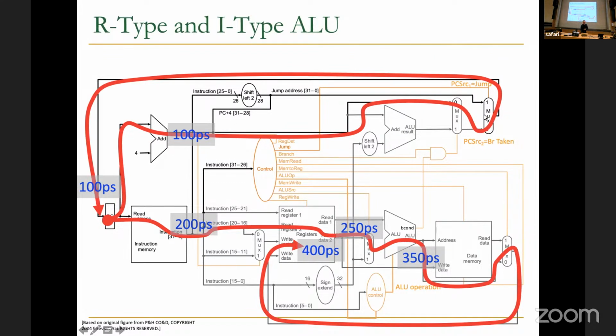If you assume some delay for them, this will be 100 picoseconds plus multiple multiplexer delays, which is not going to be as long as memory access plus register file plus ALU plus another register file, right? Plus other muxes that are exercised over here. So basically the critical path for R-type and I-type ALU is, you can see, 400 picoseconds, right? Does that make sense?